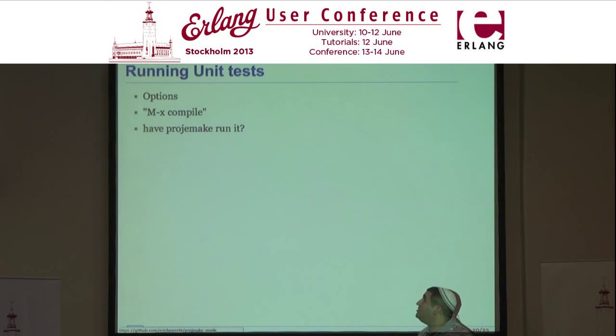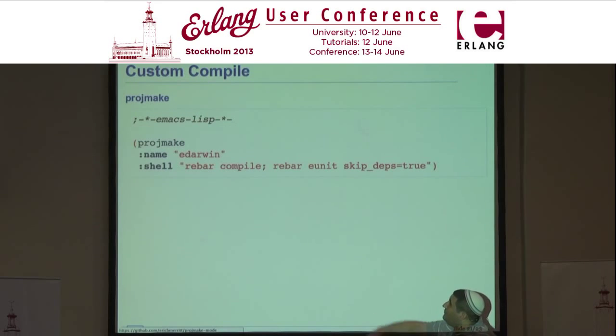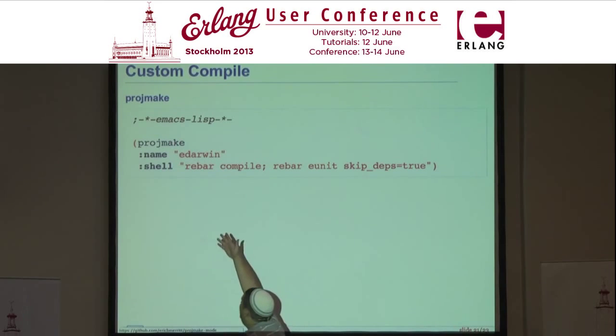The other option would be to have projmake run it. And to do that, you need a projmake file, which you put in your file directory. It can be either projmake or .projmake. Use the dot version if you don't want it in your Git repo. And projmake will work without it. You just sort of get something by default.